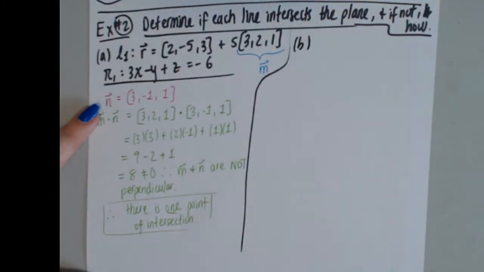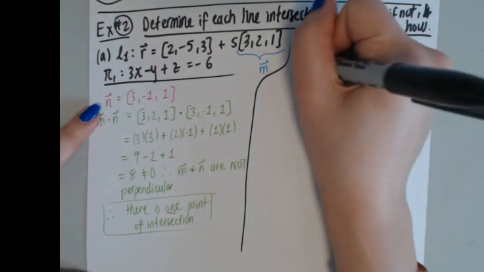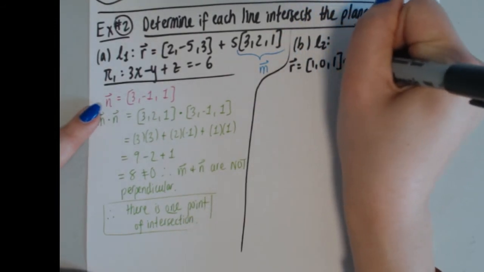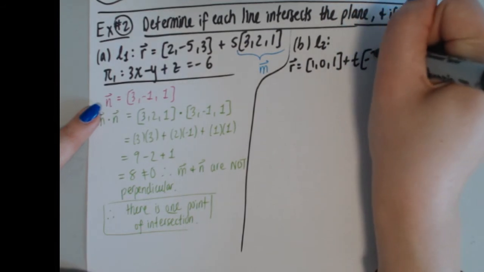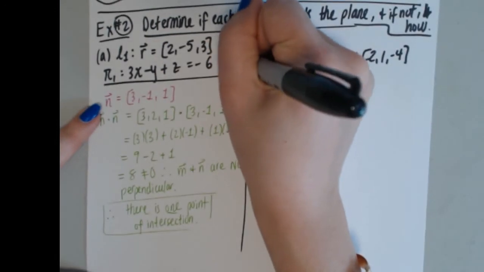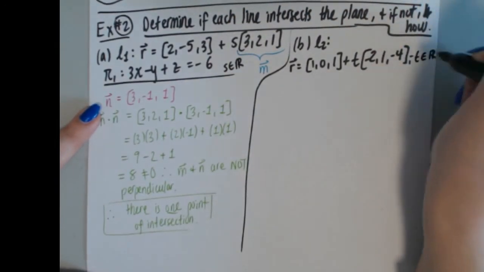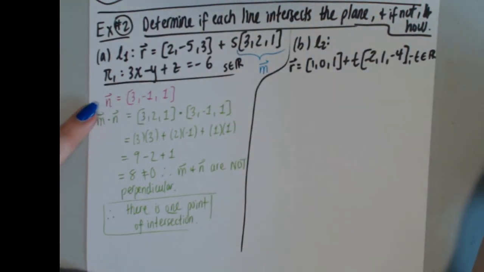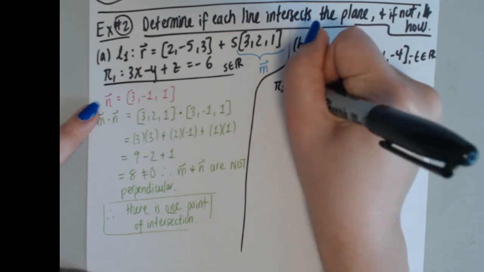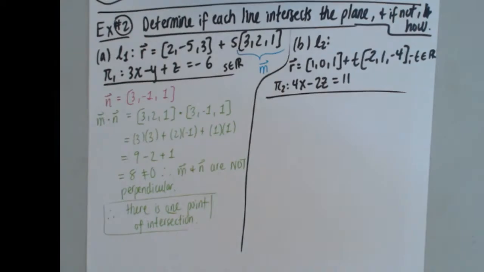Let's do another example, part B. L2 is given by the line r equals (1, 0, 1) plus t(-2, 1, -4), where t is an element of the real numbers. I keep forgetting to write that s is an element of the real numbers too. Okay, so there's the line. And the plane is pi2, 4x minus 2z equals 11.